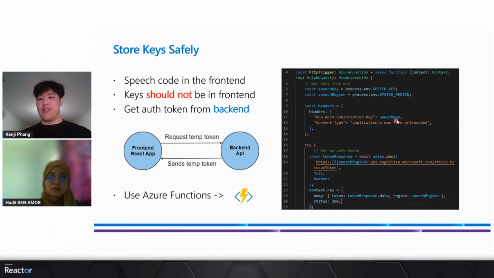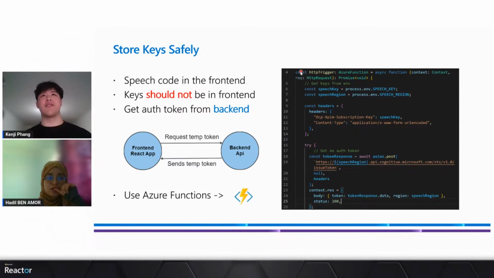Basically, the workflow that we want to achieve is something like this. Whenever the front end application loads, it will not have the key directly. It will have to make an HTTP request to the backend to request a temporary token. This backend function will get your speech key and region from your environment variables, pass them into the headers, and send a request to the Cognitive API issue token endpoint to get a temporary token. Once it has that, it will pass it back to the front end, and the front end can enable all of the speech features from there.